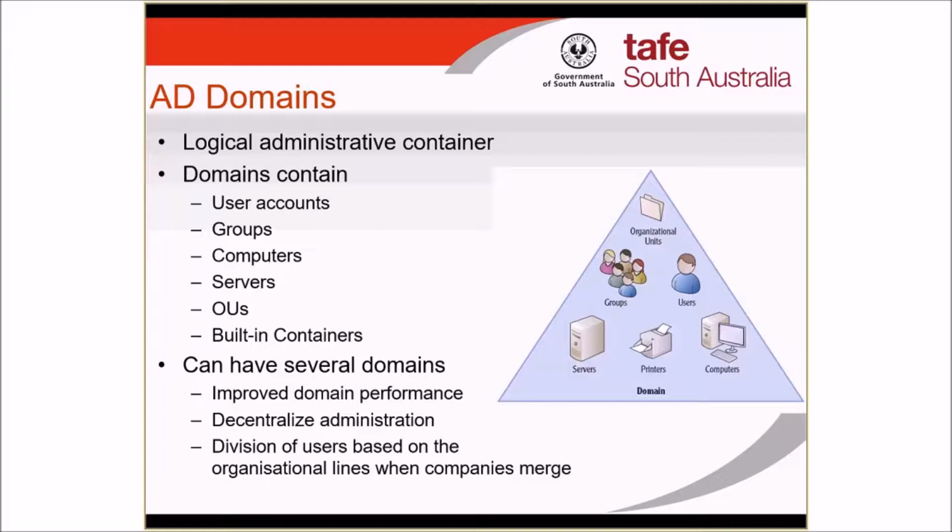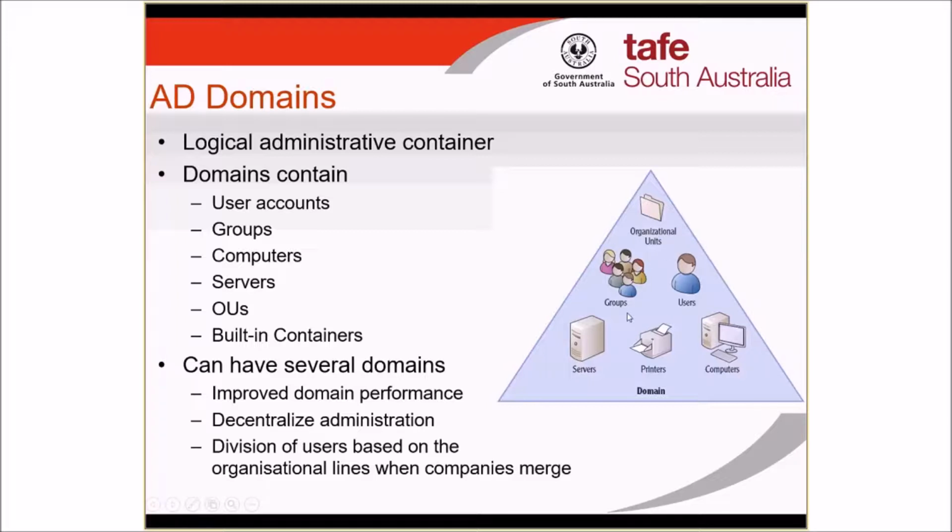Okay, for example, TFSA might be a domain, but under TFSA we might have different departments like IT studies, hair and beauty, engineering. But wouldn't it be easier to look after the users of a specific department by putting all the users of that department into a specific container called an organizational unit? Okay, so that's what the organizational unit is for. It defines the hierarchy and the structure of your Active Directory.